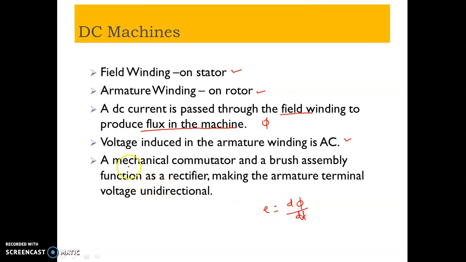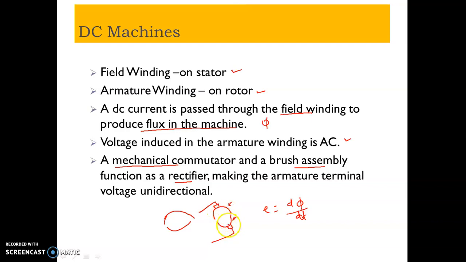So this is AC voltage. One of the very important parts of why this machine is called DC machine: mechanical commutator and brush assembly function as a rectifier, making the armature terminal voltage unidirectional. Means mechanical commutator is there. In next diagram also you will see it is like this, and brush is placed here. These are the brushes, and this is commutator. This whole portion is called commutator.